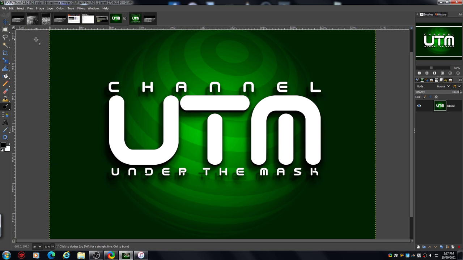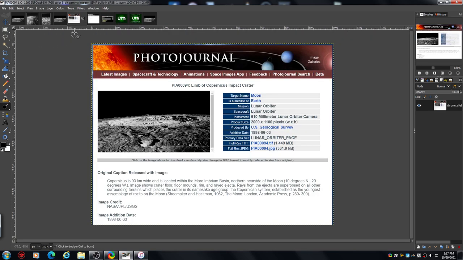I think I briefly showed you what I was going to be working on. So this is the image that I'm going to be working on today. And in regards to the instrument, it's a 610mm lunar orbiter camera. I can't quite remember, but I believe they had 70mm, 35mm, and the one that we were talking about mainly was the German spy camera which they used, which was 70mm.